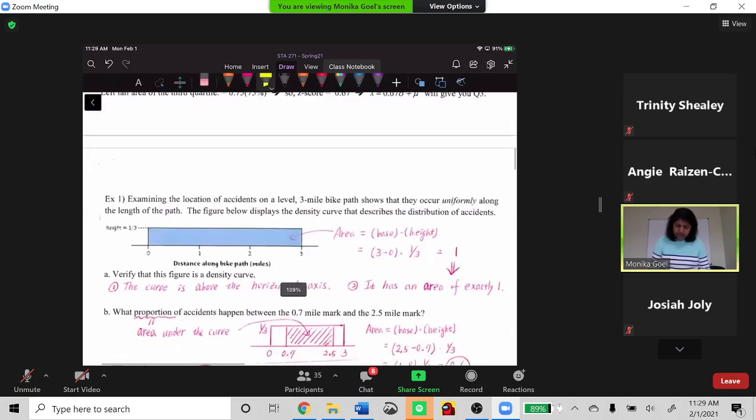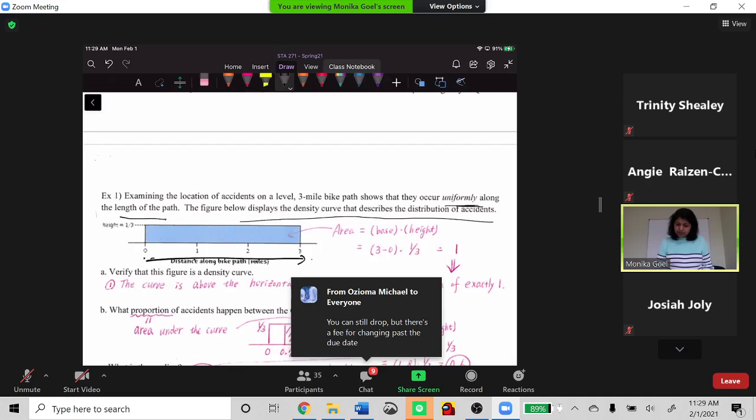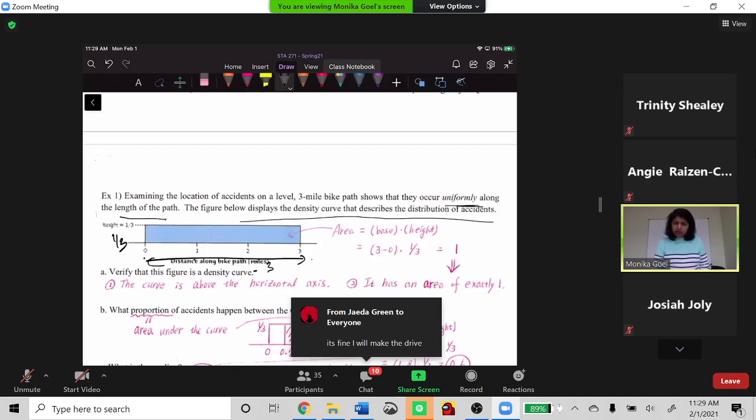Here it says: examining the location of accidents on a level 3-mile bike path shows that they occur uniformly along the length of the path. The figure displays the density curve that describes the distribution of the accidents. Again, it starts from 0 to 1, 1 to 2, 2 to 3. We know the length, which is 3, and the width, or the height, is 1/3. And when you multiply 3 and 1/3, it will give you one whole.